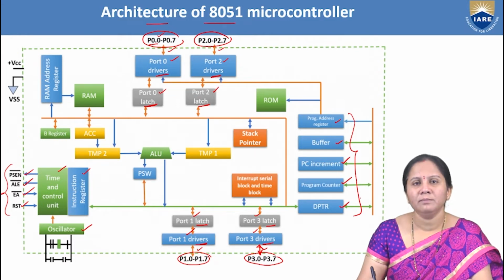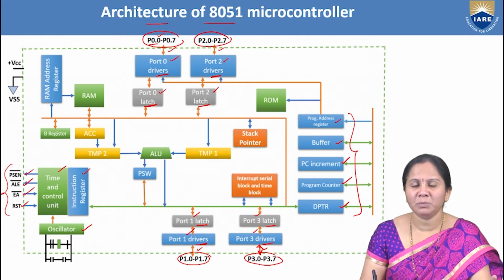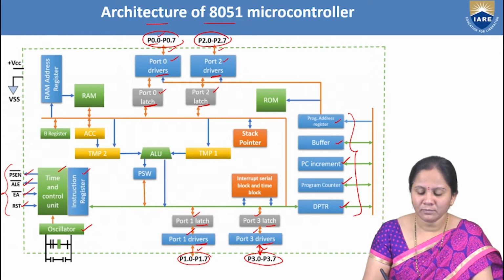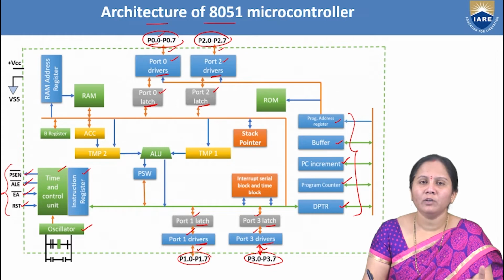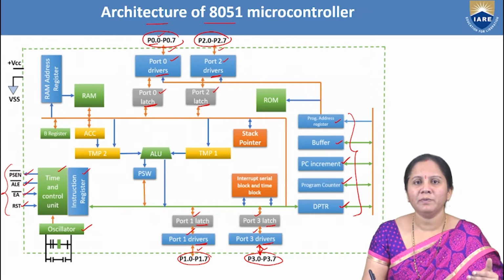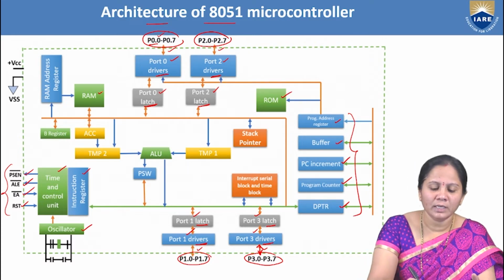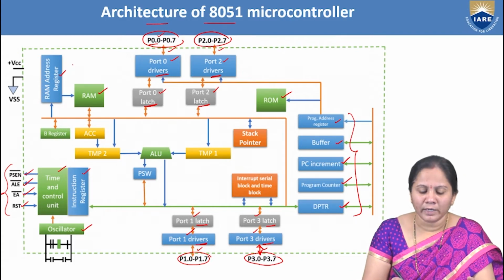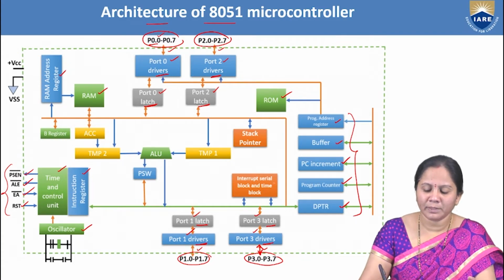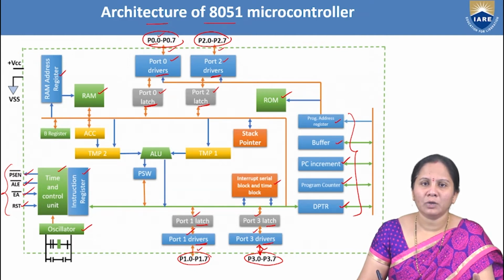And this is the DPTR, data pointer. It is a 16-bit register. If you want, we can use this 16-bit register DPTR as two 8-bit registers: DPL, which consists of the lower order 8 bits, and DPH, which consists of the higher order 8 bits. Along with this, we also have memory inside. So here we have ROM and RAM. Here this is ROM, and here you can see RAM. Along with that, we also have interrupts, serial port, timers and counters.